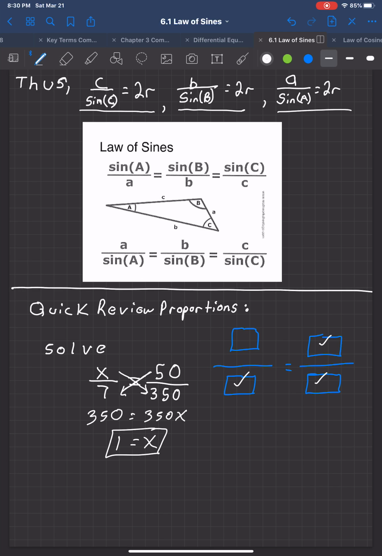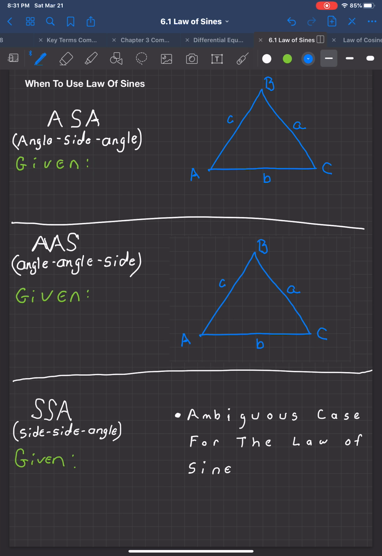Notice the setup. In order to solve a proportion, we need 3 of the 4 sides. Now likewise, in order to solve a triangle, we're going to be making use of the law of sines. And a lot of what we're going to do is going to look exactly like that proportion problem. So what is the law of sines? When do we use it? So let's go through this quickly. When should I use the law of sines? Well, clearly if you have a right triangle, you don't need the law of sines.